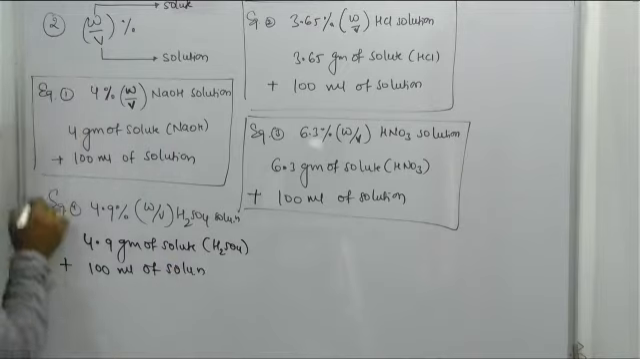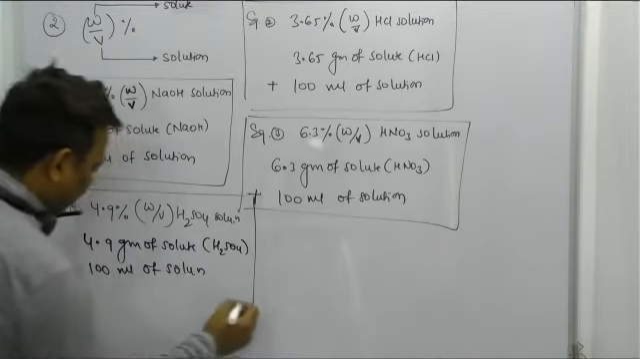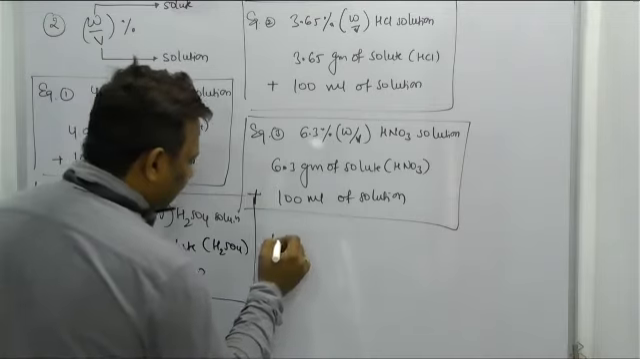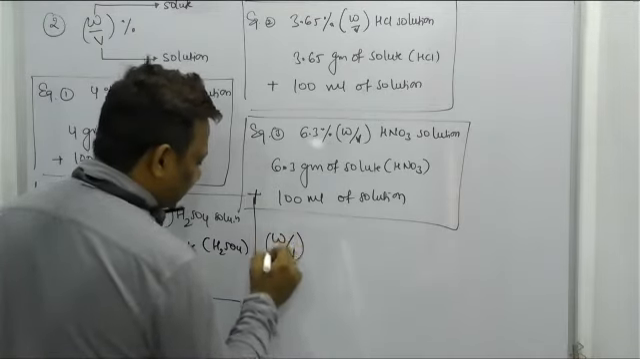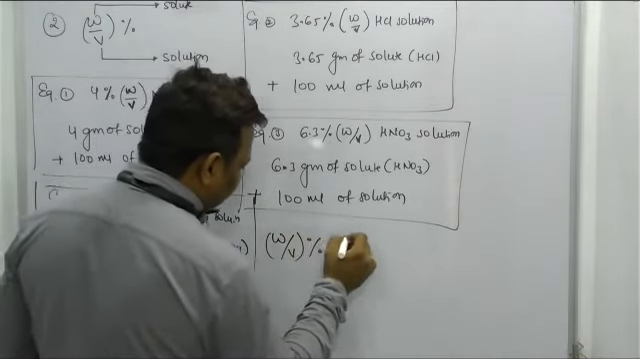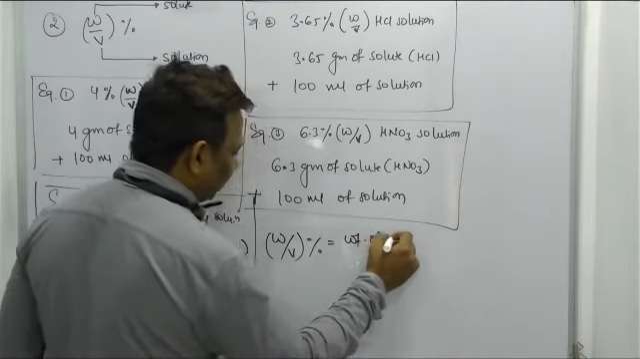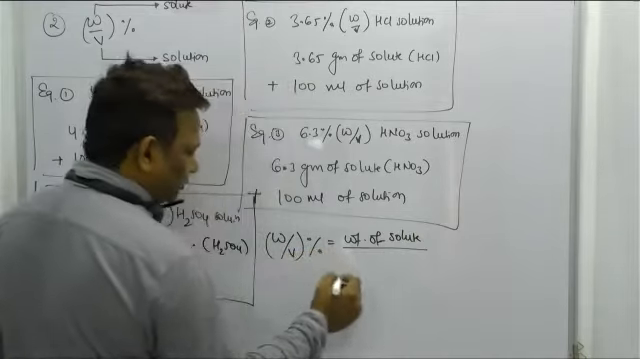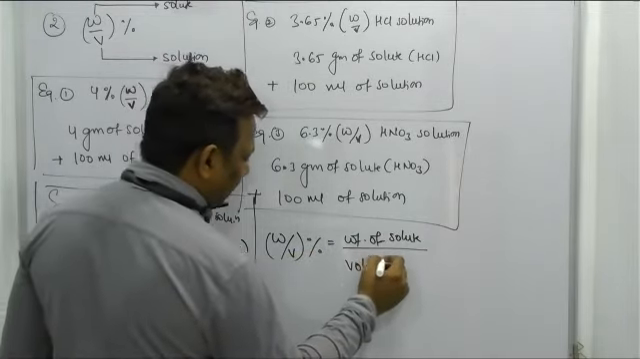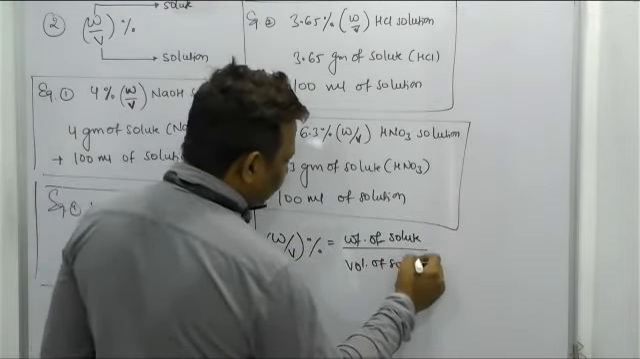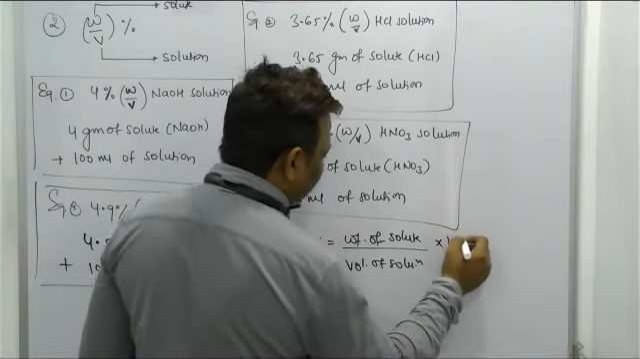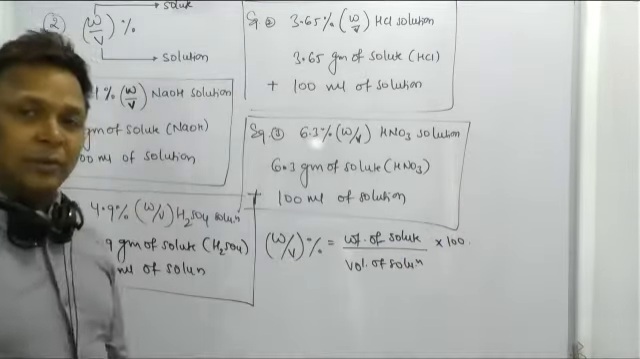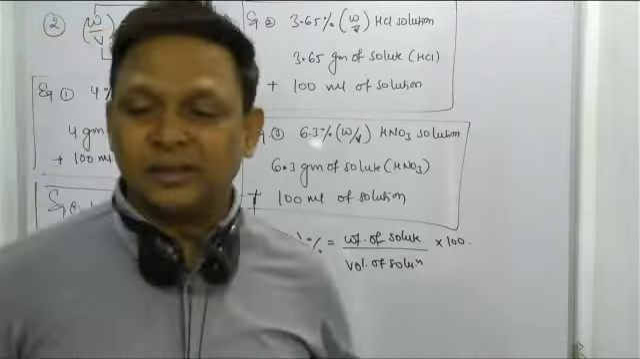By doing all these examples, we came to one conclusion: W by V percentage is equal to W, which stands for weight of solute, beta, divided by V, which stands for volume of solution, and this should be multiplied with 100. We'll get the W by V percentage. Please take a note of this one also.